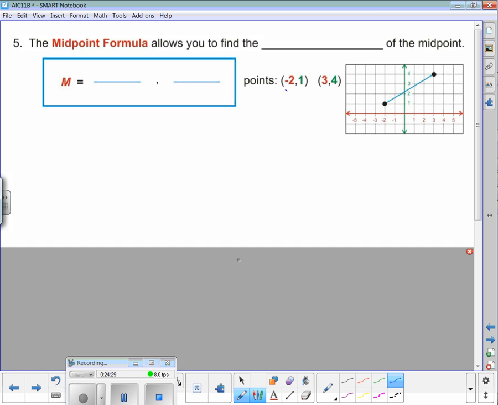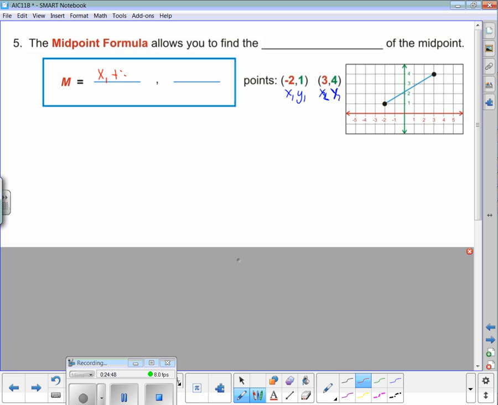Again, you want to label your points x sub 1, y sub 1, the x coordinate of point 1, y coordinate of point 1, x sub 2, y sub 2, the x coordinate of point 2, y coordinate of point 2. Okay. All right, here's the formula. It's pretty simplistic.